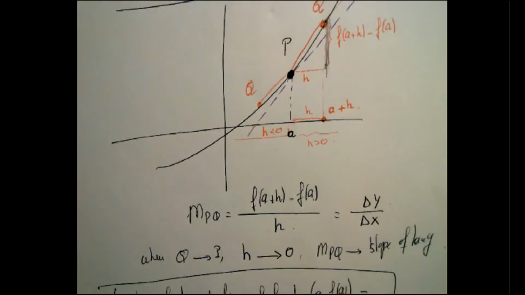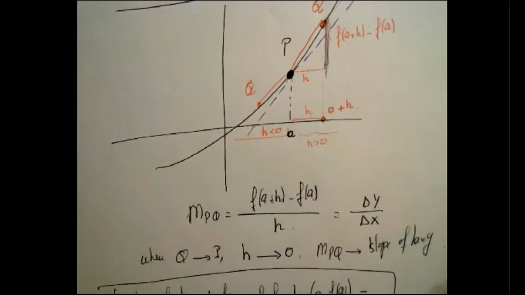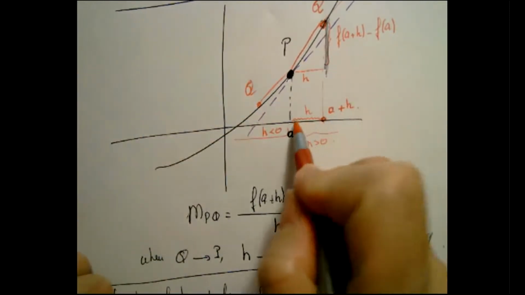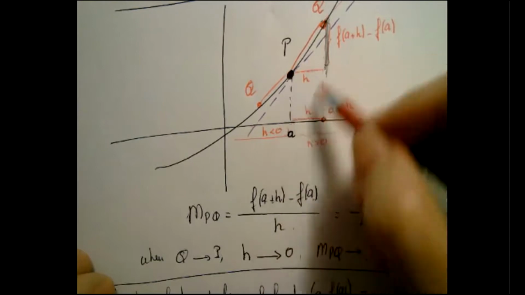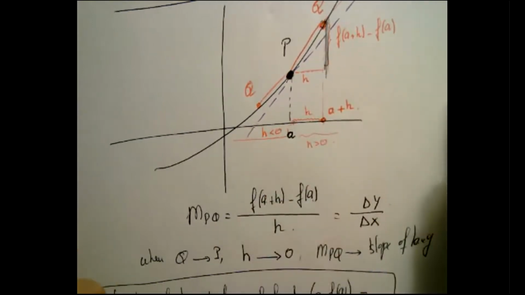So H is how far away I am from my base point. That's really H, how far away I am from my base point. I move a little bit away from P, a little bit. The horizontal distance is my H.